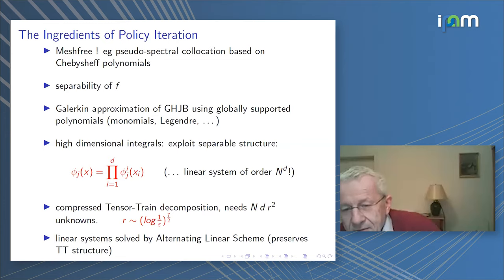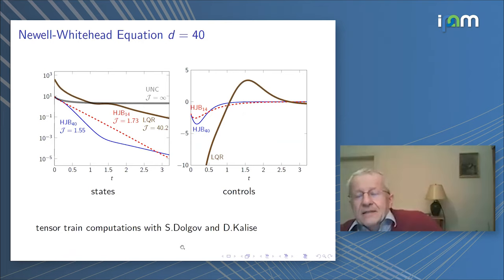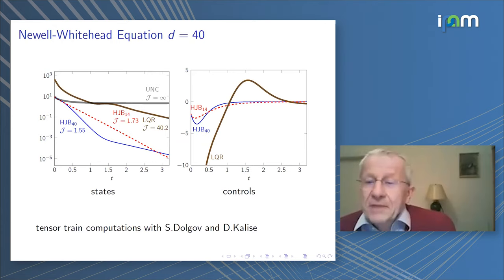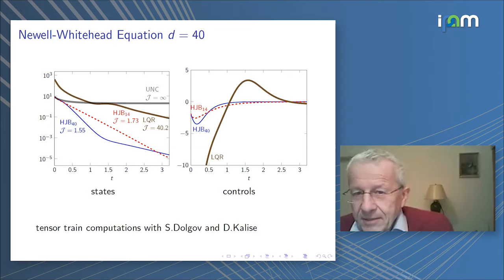Now, how about results? Well, the result which I showed in chapter zero was precisely done with this approach. Okay. It was the neural Whitehead equation in dimension 40.